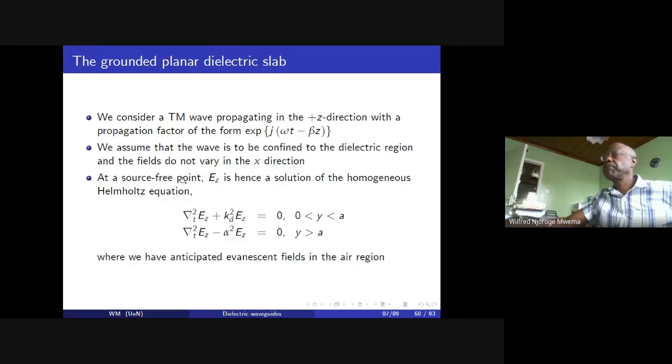So at a source-free point, Ez will be a solution of the homogeneous Helmholtz equation, with Kc equal to Kd in the dielectric and Kc equal to alpha in the air region, or outside the dielectric. And the reason we have written this is because from the previous discussion, we have seen that we require that the fields decay away from the dielectric, as the distance from the dielectric increases, for the wave to be confined in the dielectric region alone.